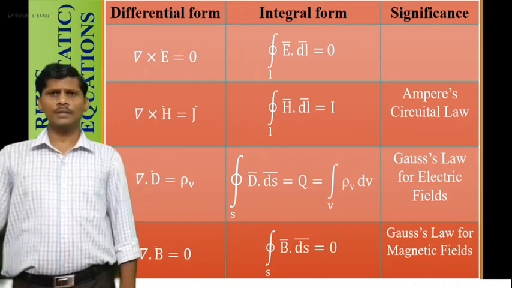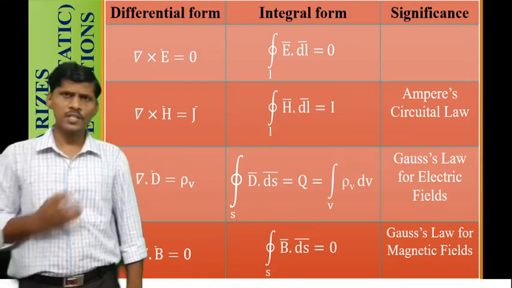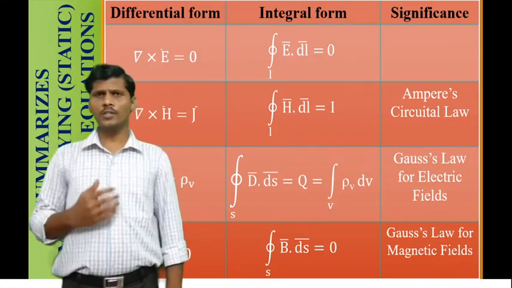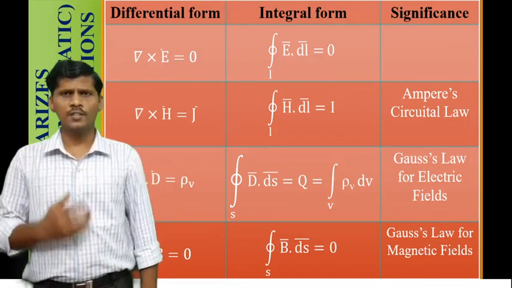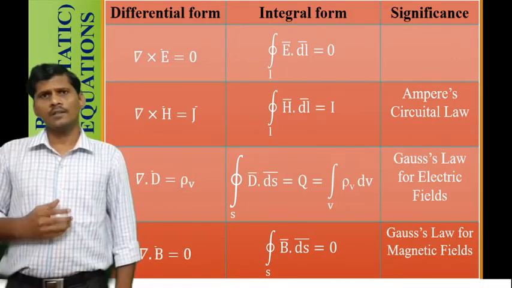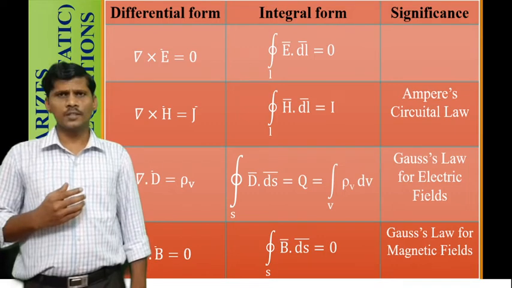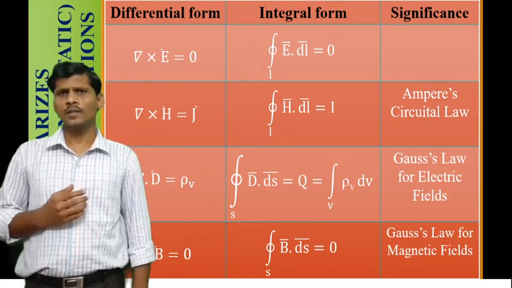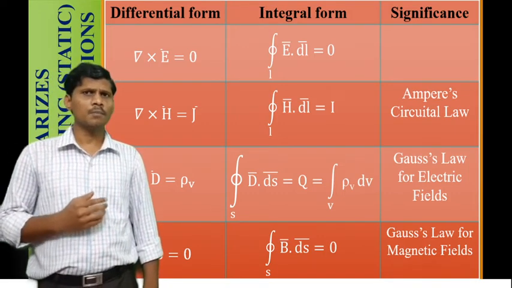Closed line integral of E bar dot dl bar is equal to 0. That is the statement of the conservative nature of the field. The electric field intensity around any closed path in a static electric field must be 0.